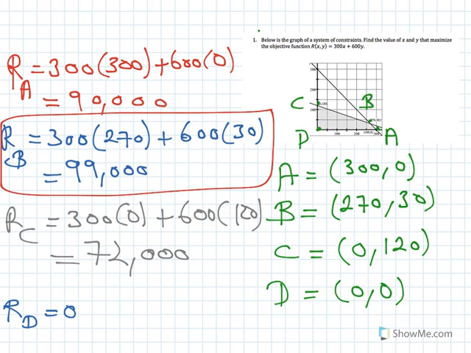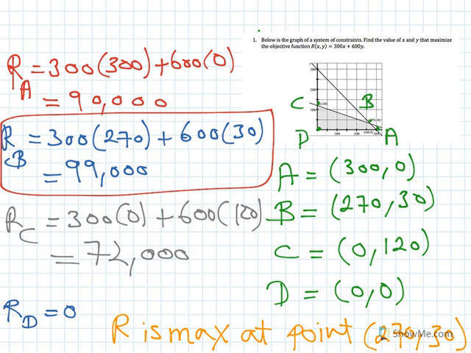So you will say R is maximum at point B, which is 270 and 30. And that's how we do that.